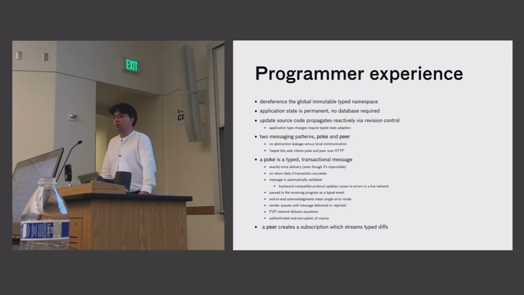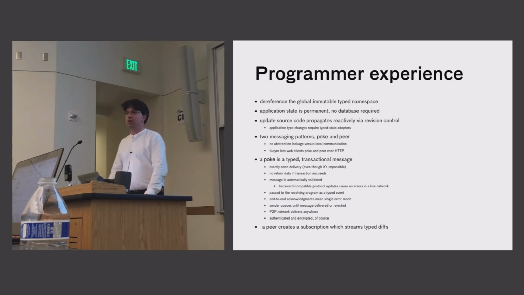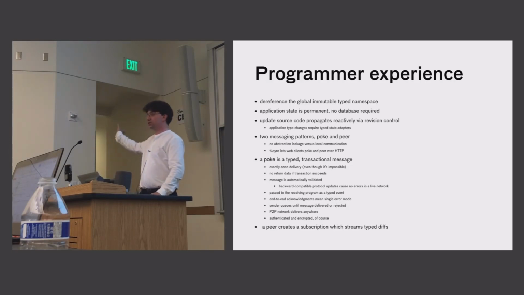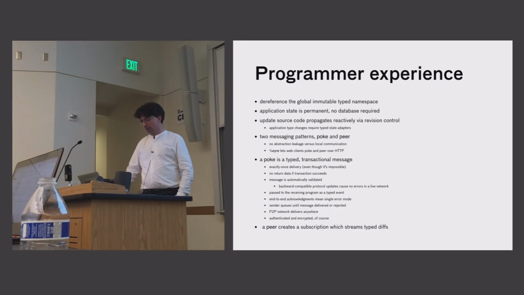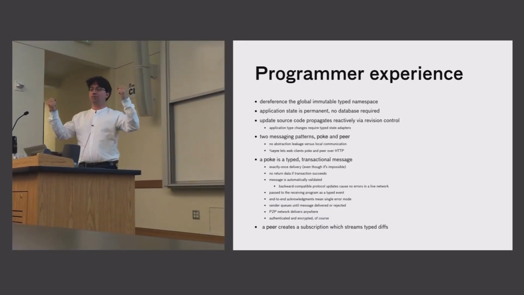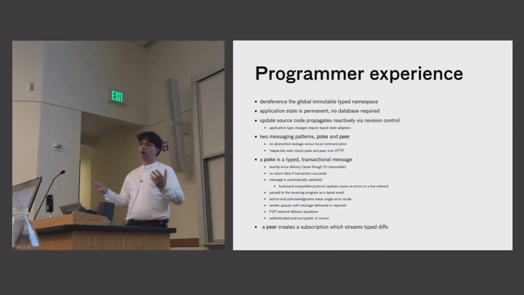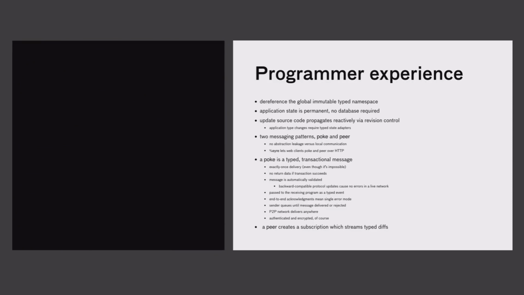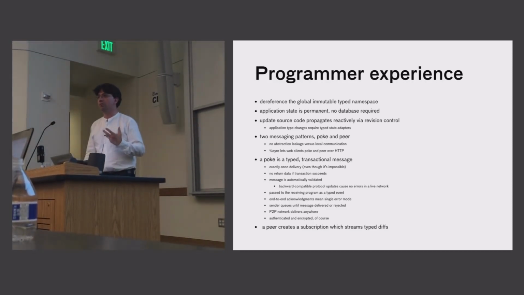First of all, you're programming the system. You can dereference a global immutable namespace, so you can use any data in the world as if it was a typed constant. That's kind of nice. Your application state is permanent. You don't need a database to flush stuff out to for your data to actually exist. When you do an update, your updates come through reactively. You have a revision control system, that's Clay, which I didn't talk much about, but it's basically a revision control system with hooks.